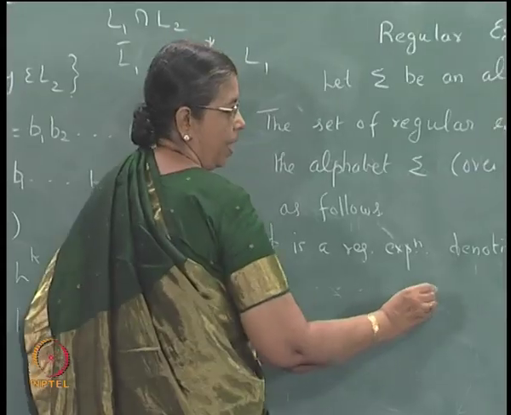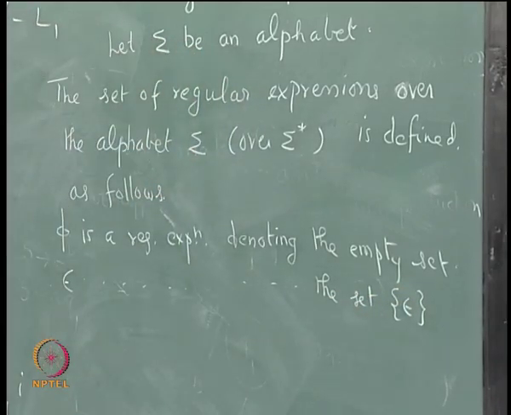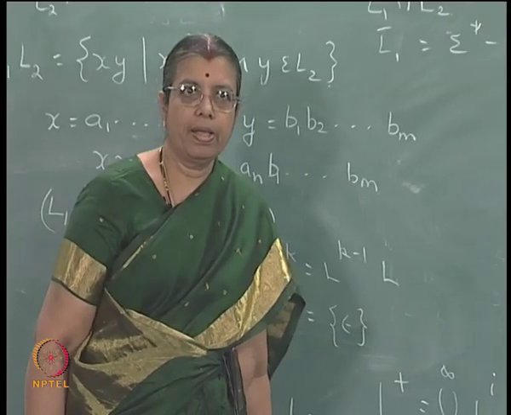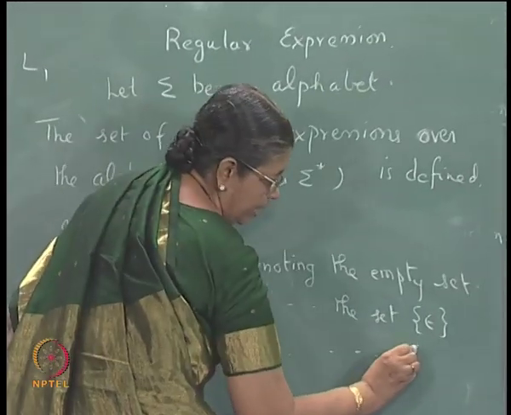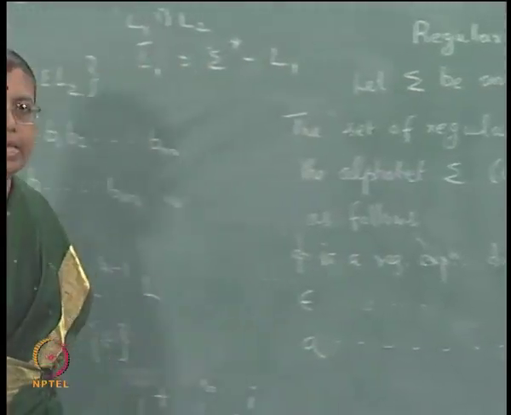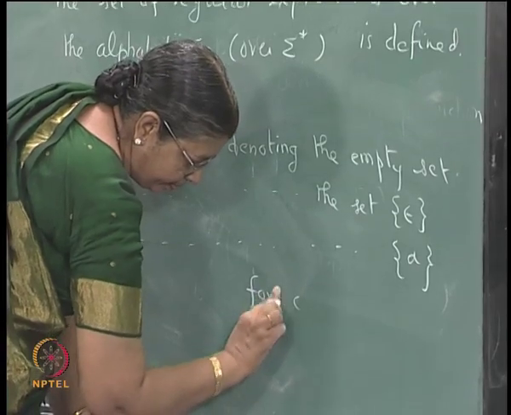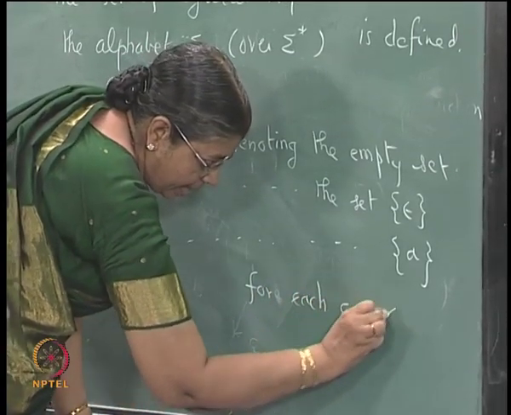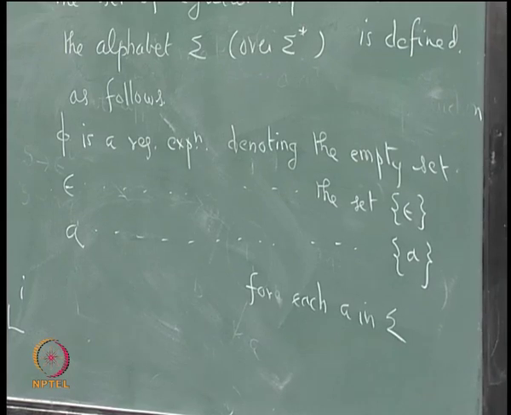Epsilon is a regular expression denoting the set having the empty string alone. And a is a regular expression denoting the set {a} having the single string a, for each a in sigma. This is the basis portion.